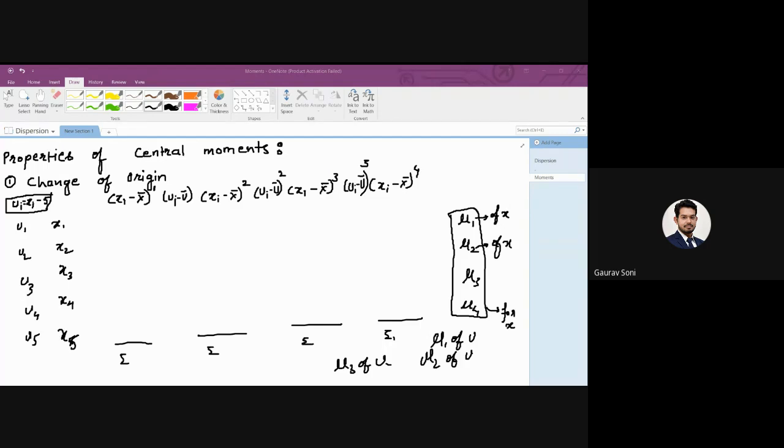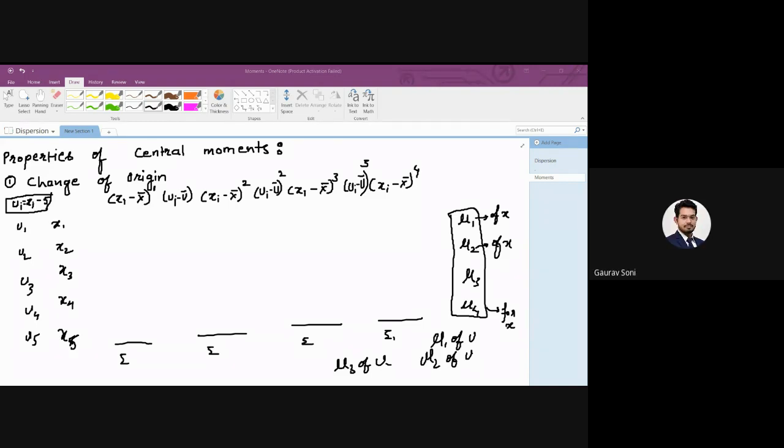Yes, Ritika, speak up. Sir, there will be no change. Exactly. So, why? Why there won't be any change? Sir, because the difference remains the same ultimately. The 5 gets cancelled. Okay. Yes, Aroshi, what are you saying? Even after changing the origin, if we take the difference, it remains the same ultimately.